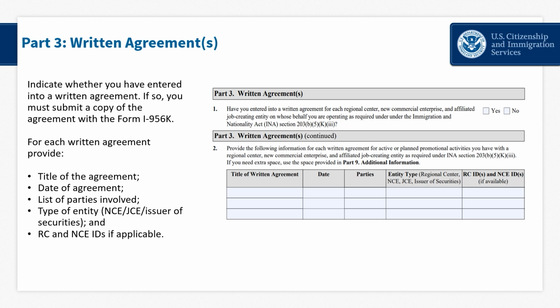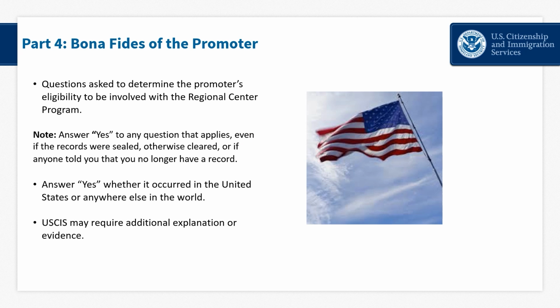Registrants must file an amendment if any entity in Part 3, item number 2 on the promoter's initial registration changes, either by entering into, terminating, or amending an agreement with an entity. The amendment must identify all entities the promoter currently operates on behalf of, and not just the entities added or removed. Part 4 of the Form I-956K contains 13 questions to demonstrate the promoter's eligibility to be involved with the EB-5 entity in accordance with INA 203(b)(5)(H).